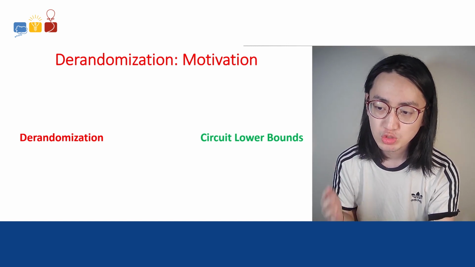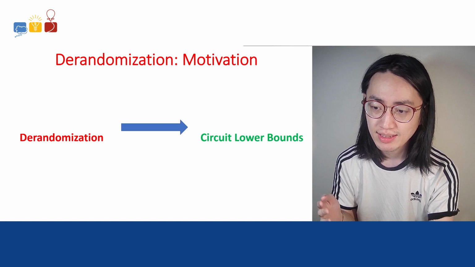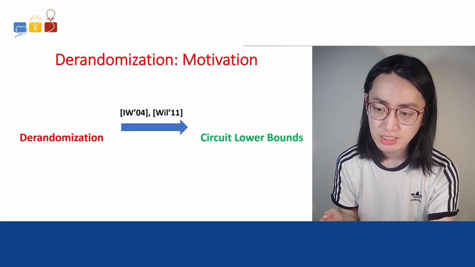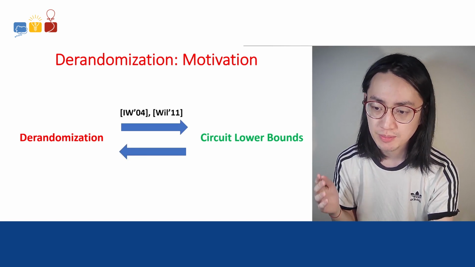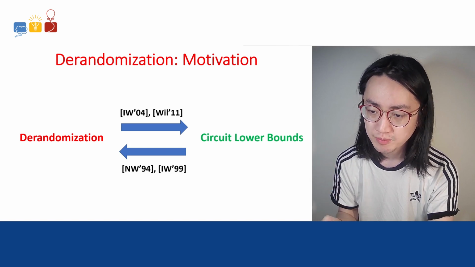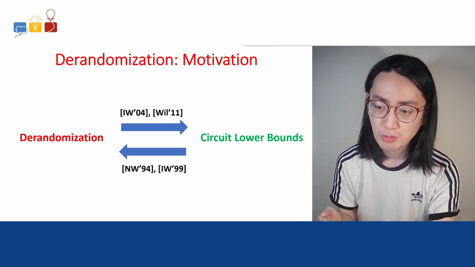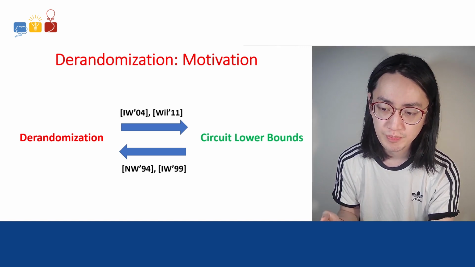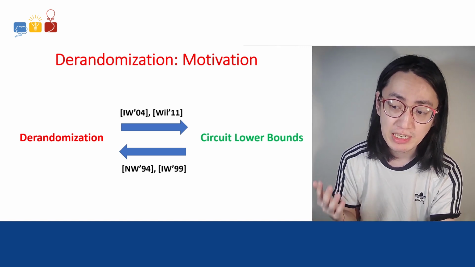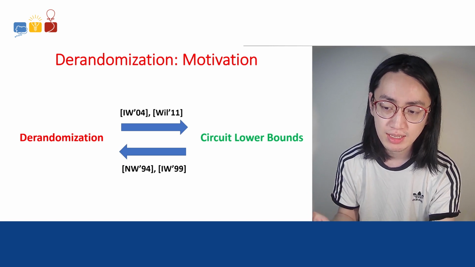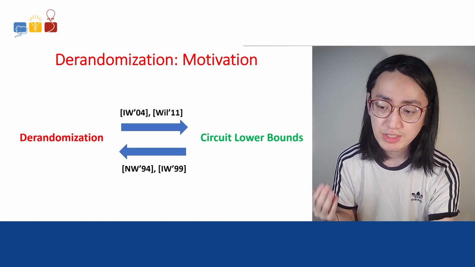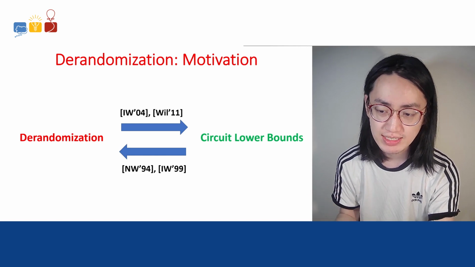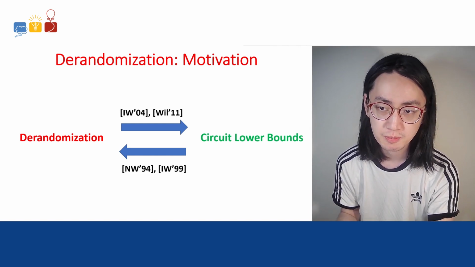Namely, proving strong circuit lower bounds would imply fast derandomization for all randomized algorithms. And on the other side, fast derandomization would also imply circuit lower bounds, which we have no idea how to prove. Hence, the study of derandomization is tightly connected to the important task of proving circuit lower bounds. This also adds to the theoretical importance of the study of derandomization.